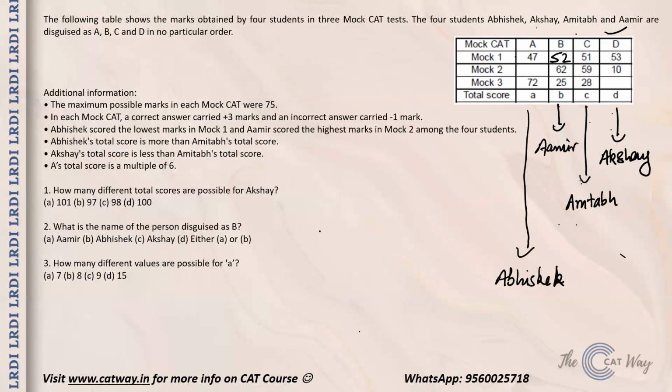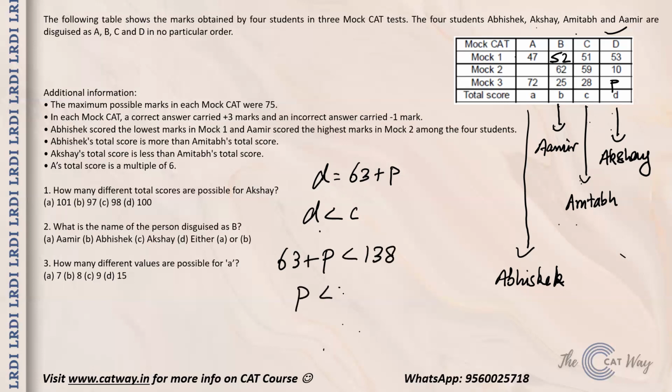Now moving towards the questions. So how many different total scores are possible for Akshay? Now for Akshay, what we know is that his score is D, which is equal to 63 plus P. Let's say this is P, so his total score is 63 plus P. Also what we know is D is less than C. So 63 plus P is less than 138, right?